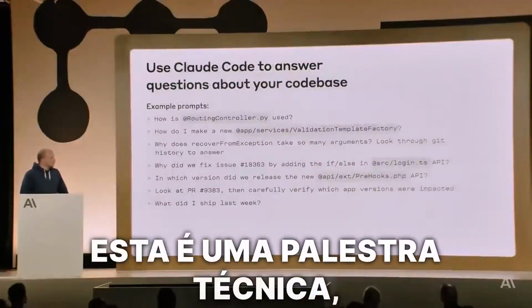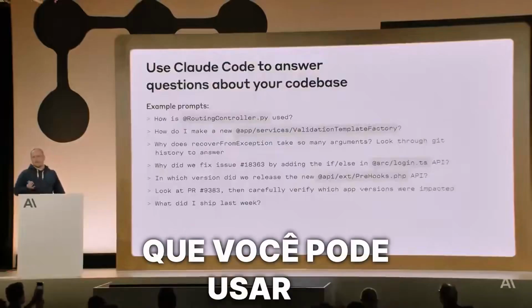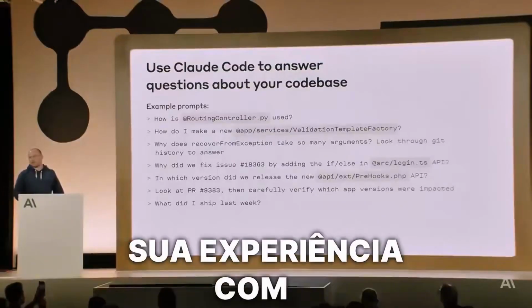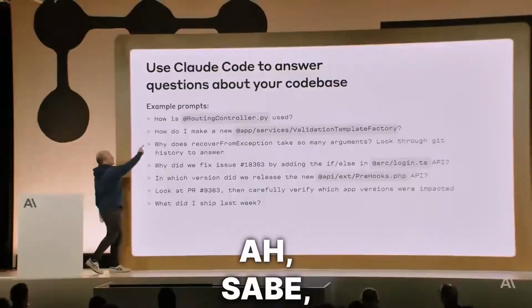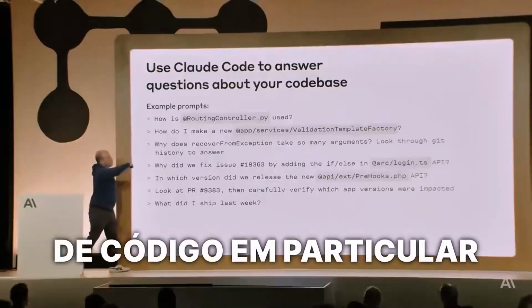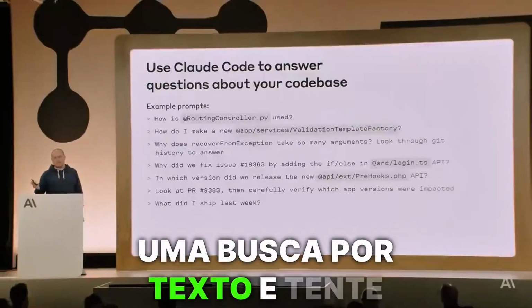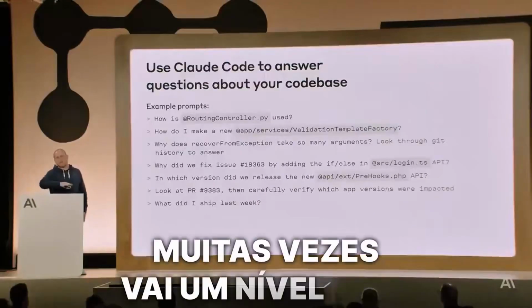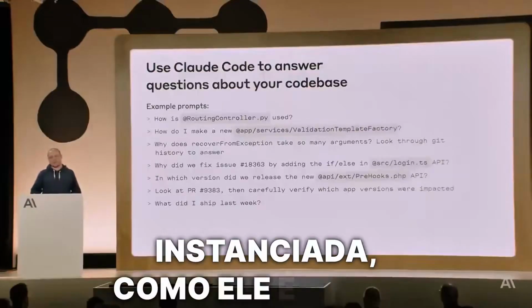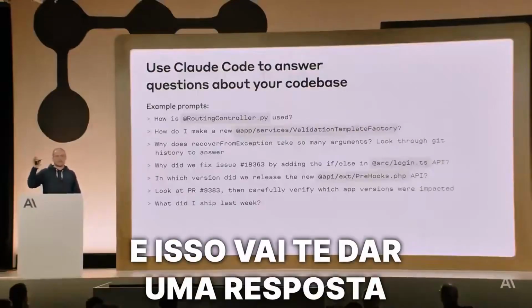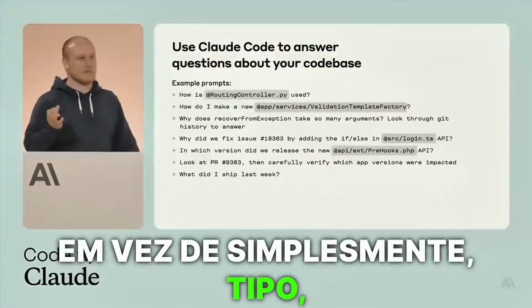This is a technical talk, so I'm going to show some very specific prompts and very specific code samples that you can use and hopefully improve and up-level your Claude Code experience. So some kind of questions that you can ask is, like how is this particular piece of code used, or how do I instantiate this thing? And Claude Code won't just do a text search and try to answer this. It'll often go a level deeper, and it'll try to find examples of how this class is instantiated, how it's used, and it'll give you a much deeper answer, something that you would get out of a wiki or documentation, instead of just Command F.